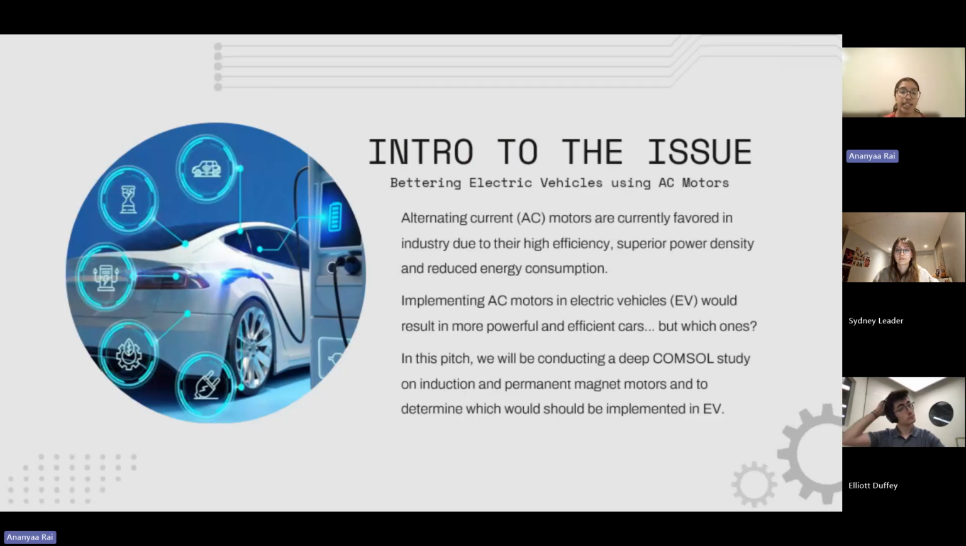In our pitch, we are conducting a deep COMSOL study on induction and permanent magnet motors to determine, with your investment, which one is the best and how we can use your investment to further improve our models and software to better electric cars in the future.